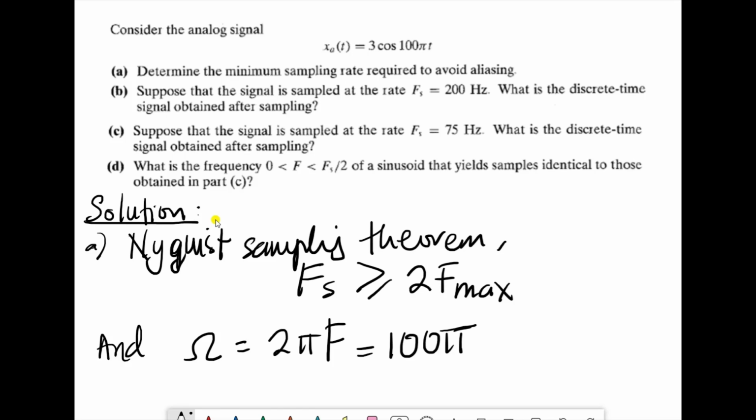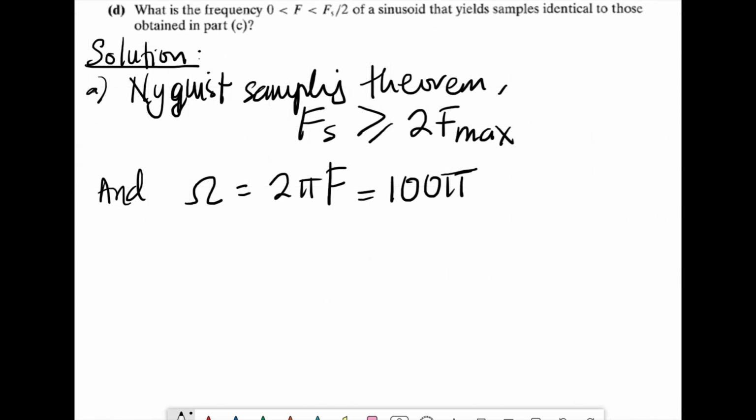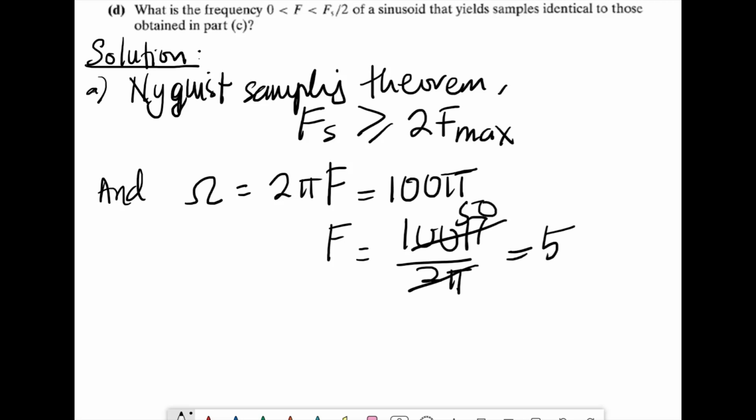So this gives you, so we need to find f. So f equals 100 pi over 2 pi, which gives you 50 Hertz. Okay, so that is the frequency of the signal that we get from the equation, the sinusoid.